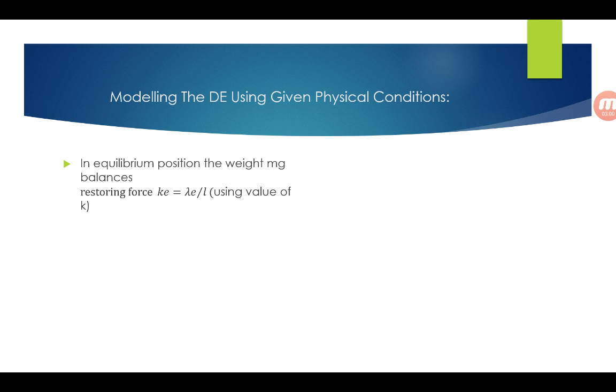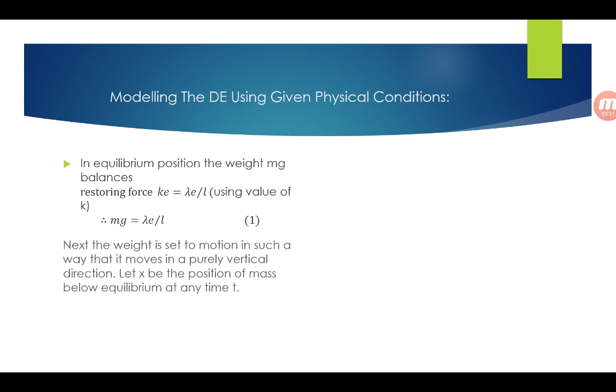Now what happens in the equilibrium position? The downward force mg balances the upward force, which is the restoring force here. These two forces balance each other. We get that mg is equal to k into E. Here the k value is lambda by L. So we can write mg is equal to lambda into E divided by L.